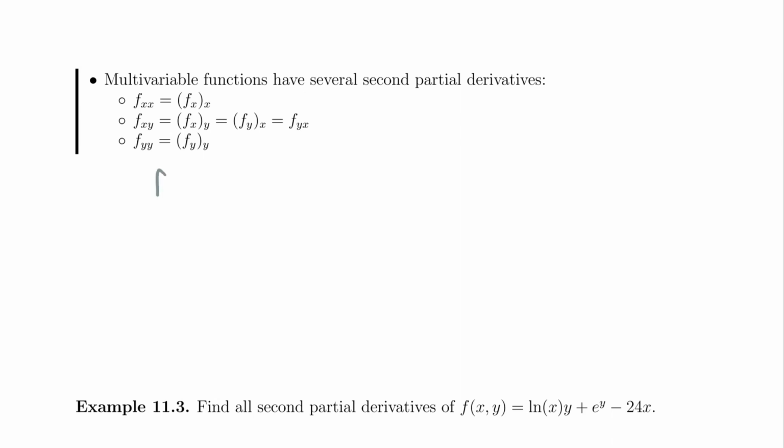When we take the derivative of a single variable function, we get f prime. And if we do it again, we get the second derivative, which is just f prime prime. However, if we have a multi-variable function, I can take the derivative of this with respect to x and get f sub x, or we can take the derivative with respect to y and get f sub y.